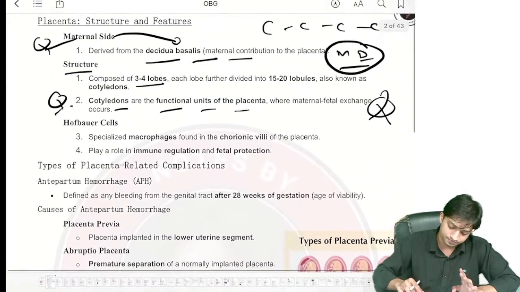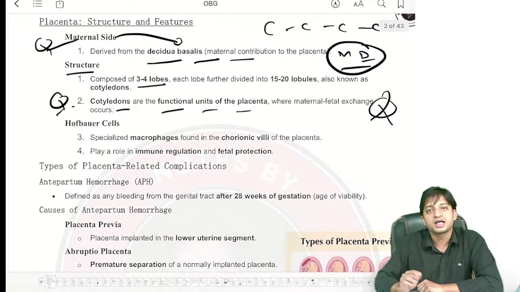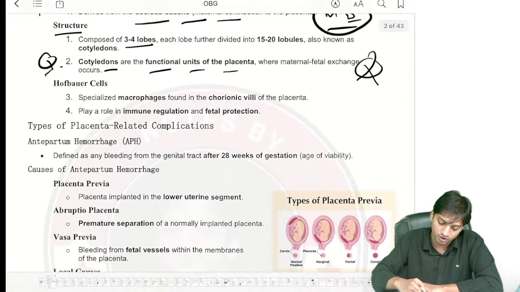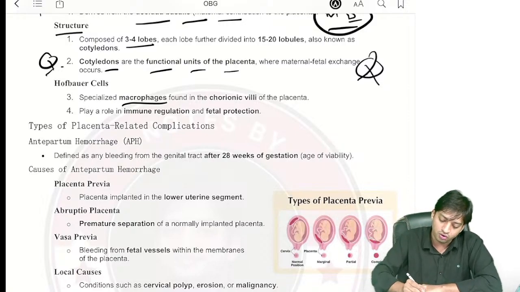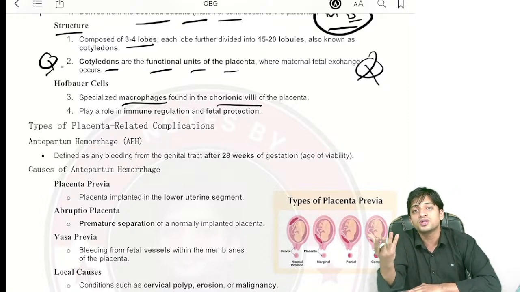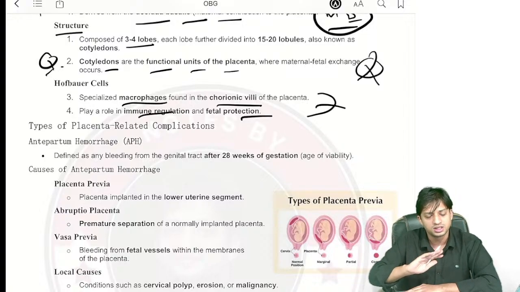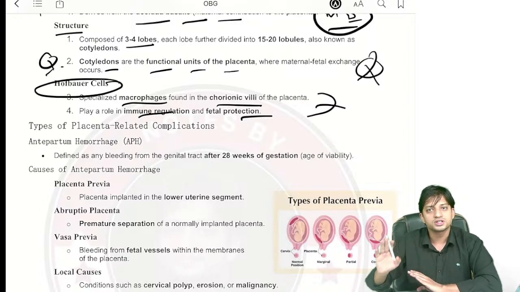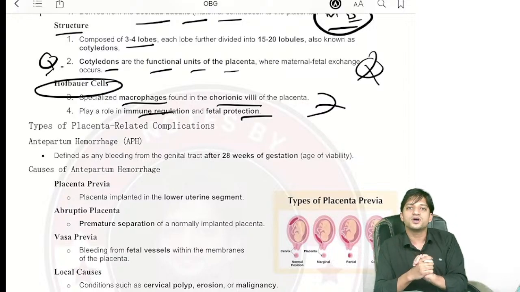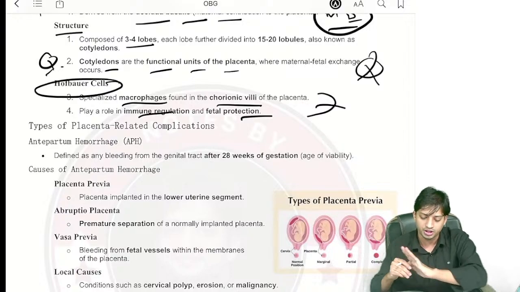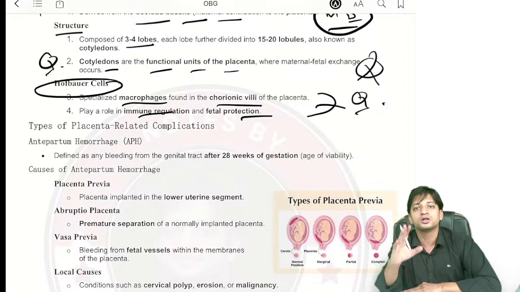Come here to the Hofbauer cells, right? So what is happening here? They are specialized macrophages present in the chorionic villi of the placenta. They have asked you about specialized macrophages. Since they are macrophages, what will they do? Immune regulation and fetal protection, nothing else. What is their function? Their function is immune regulation and fetal protection. This question can be asked in the form of a gynae question, also in the form of a pathology question.